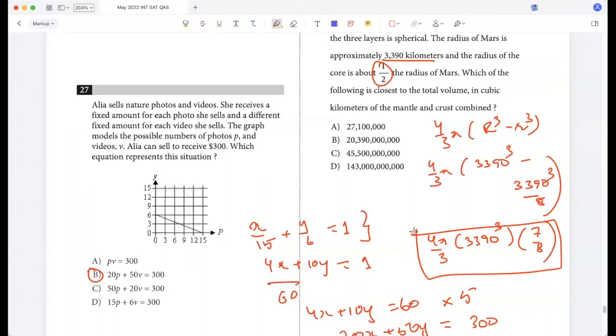Okay, so let's do that. 1.33 times 3.14 times 3390 cube, 3390, and 3390 multiplied by 7, and that divided by 8. So this is 1.42 into 10 to the power 11. Yeah, so it will be option D.